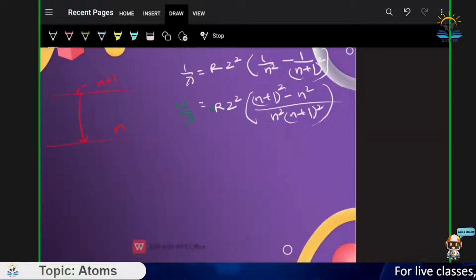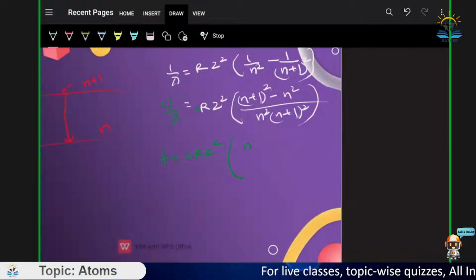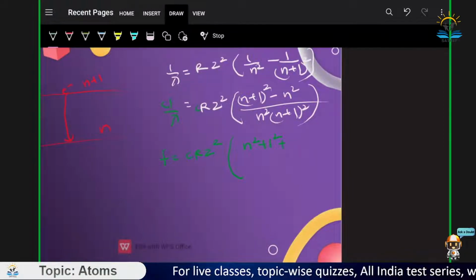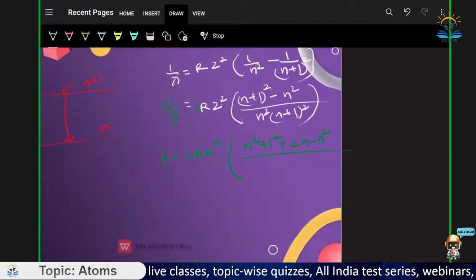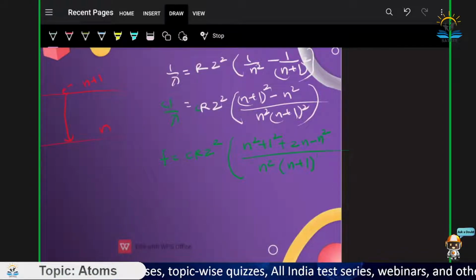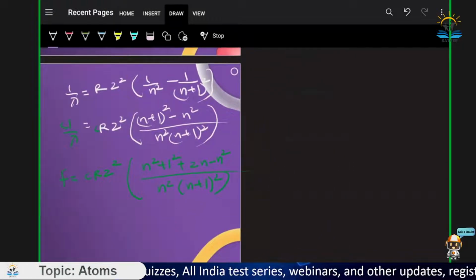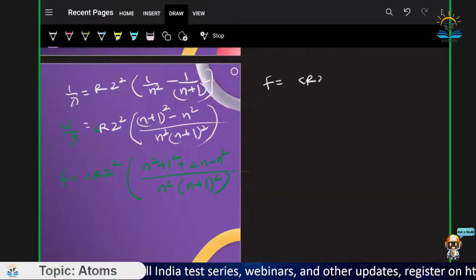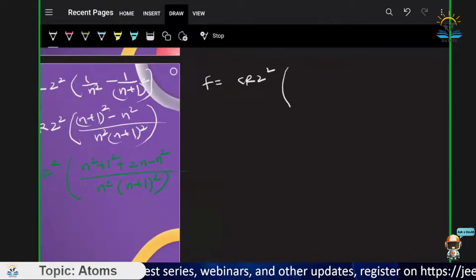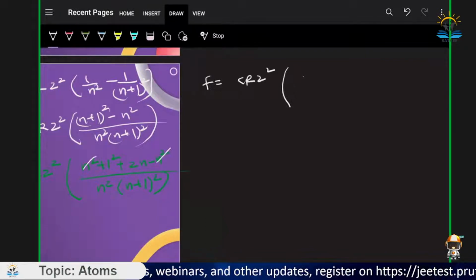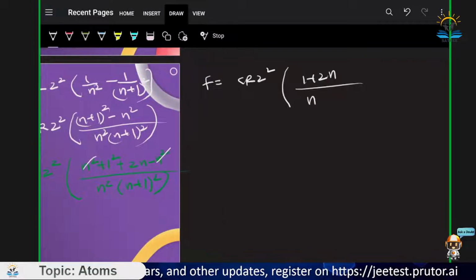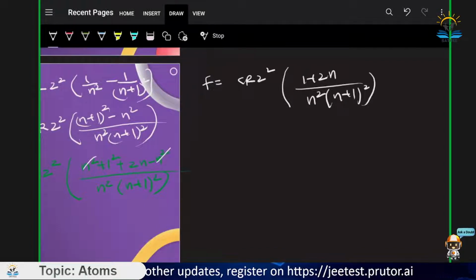C by lambda is frequency. So frequency will be CRZ square times (n plus 1) whole square minus n square, that is n square plus 1 square plus 2n, minus n square, divided by n square into (n plus 1) whole square. So frequency will be CRZ square times (1 plus 2n) divided by n square into (n plus 1) whole square.